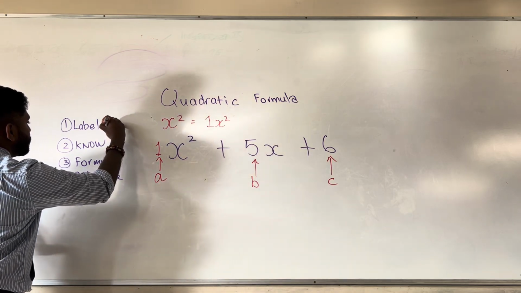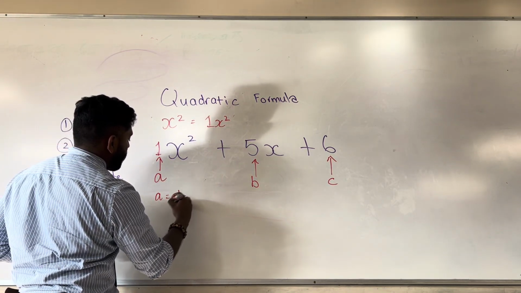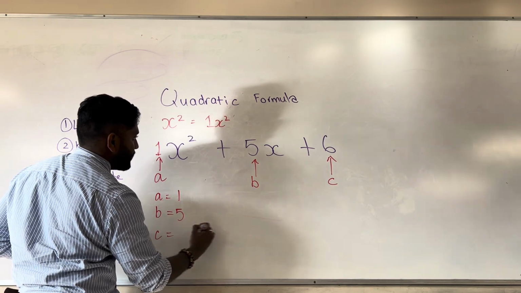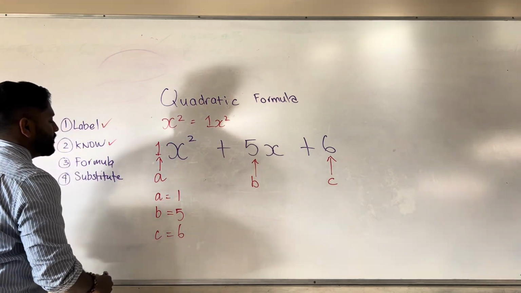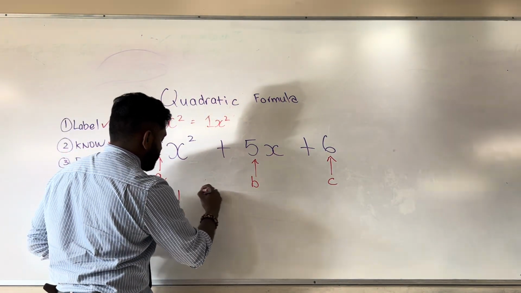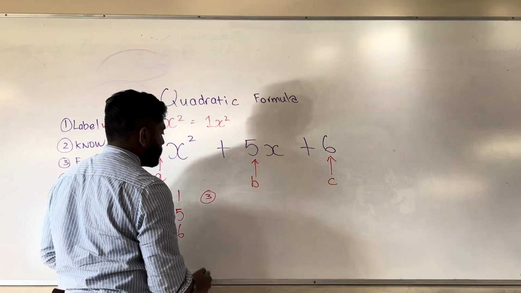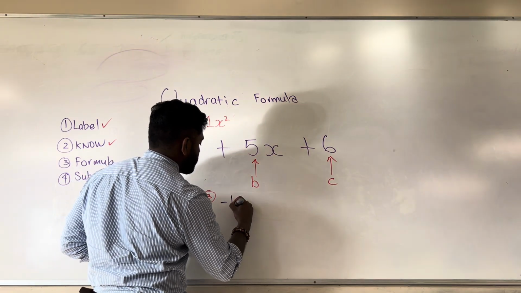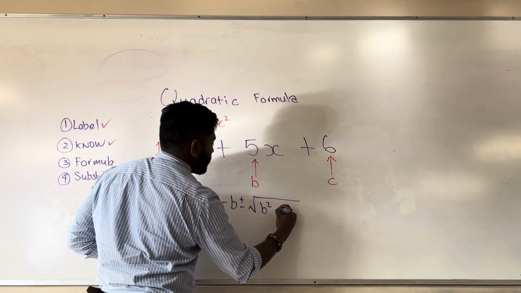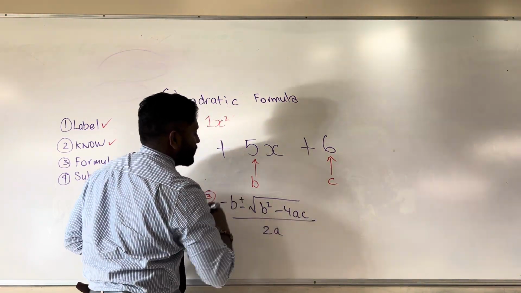Now we've done the label. We're going to write down what we know. So A is equal to 1, B is equal to 5, C is equal to 6. The second step is writing down what we know. The third step is writing down the formula. So the formula is x equals negative b plus or minus the square root of b squared minus 4ac, over 2a.